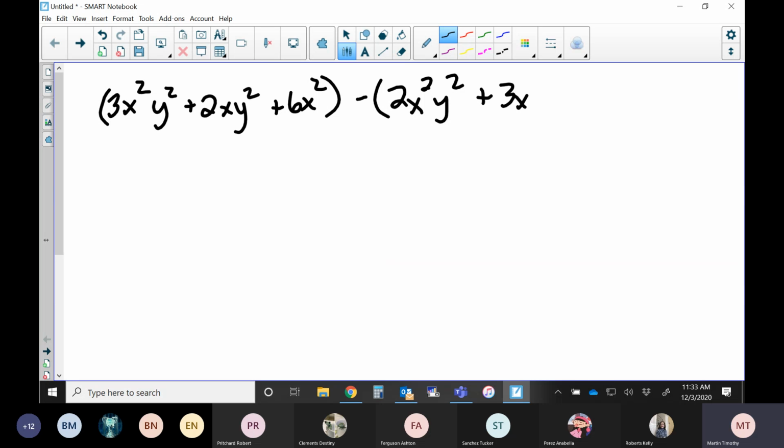So it's paying attention to these little details. That's why I talk so much, because I'm trying to show you the little details, the differences between the problem I just did and the problem that I'm doing now. What's the major difference between this problem and the problem that I did just a second ago? We're subtracting.